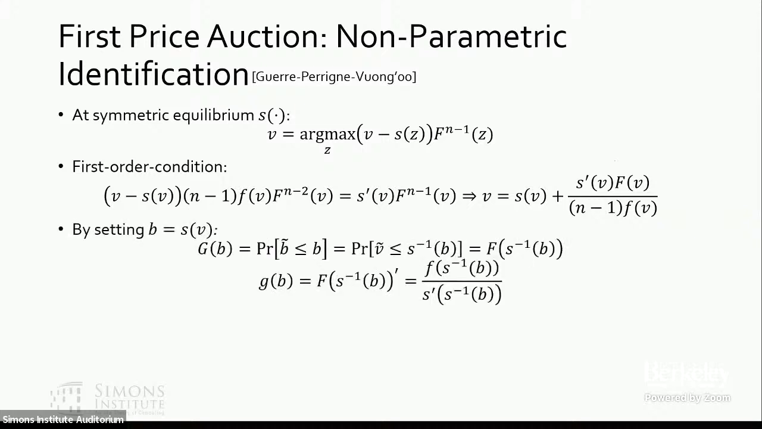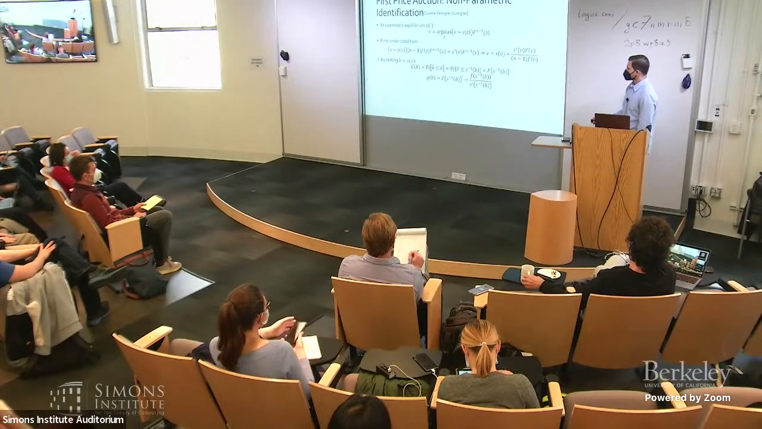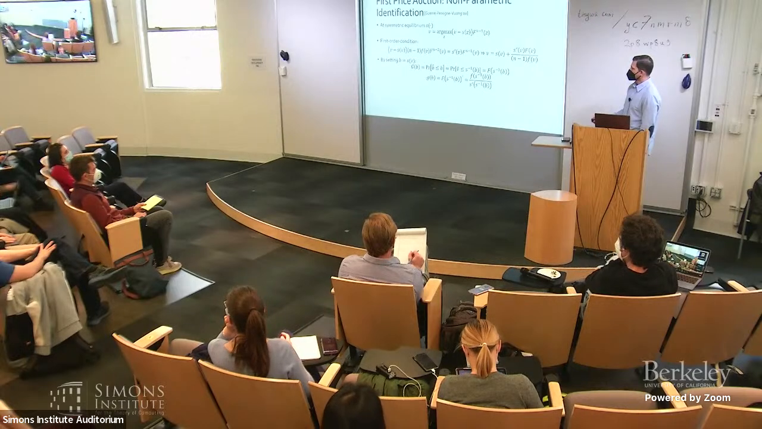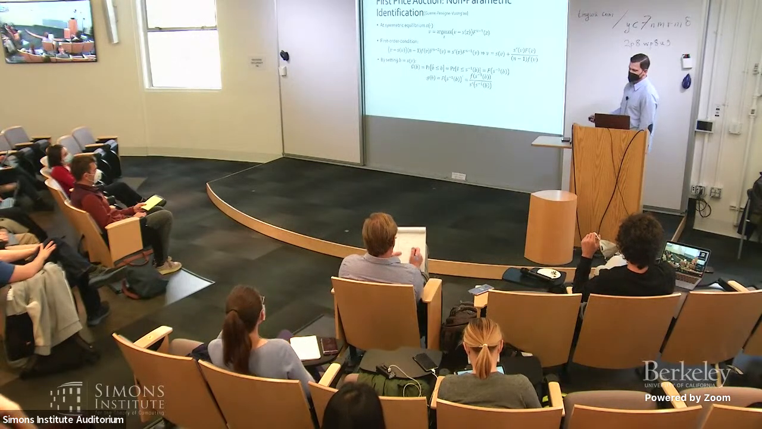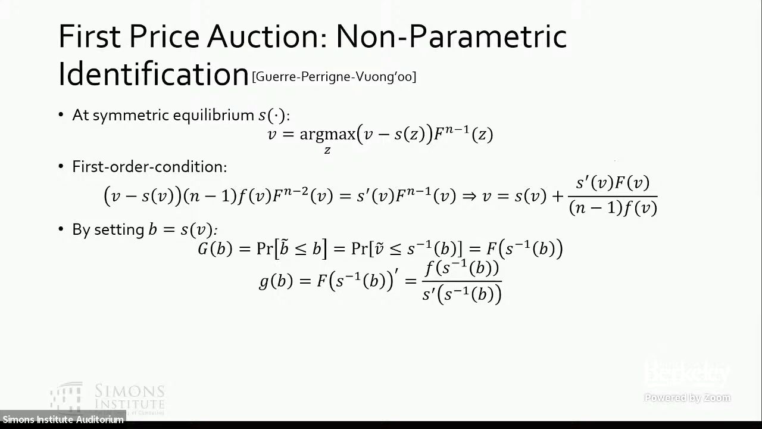Now you can also do a change of variables. Say B is S of V. You assume a monotone symmetric equilibrium, yes. The distribution of bids, let's write down the CDF, is the probability that a random draw from S of V, where V is drawn from F, is smaller than B. So it's the probability that some random draw V from F is smaller than the inverse of S at B.